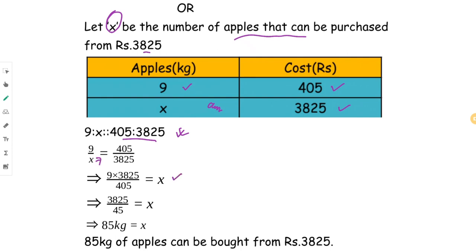Now here this X will go in the numerator. Okay, is it now in the numerator? This 405 will go down to the denominator here. So you can see it's in the denominator, right? And then same thing, this 3825 will go up in the numerator. Then this is what we'll be getting. All right.